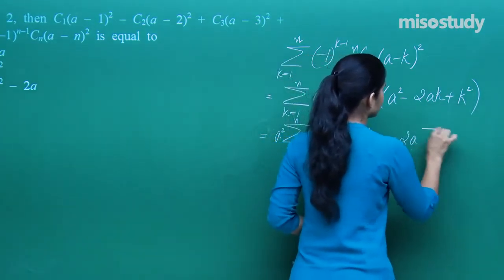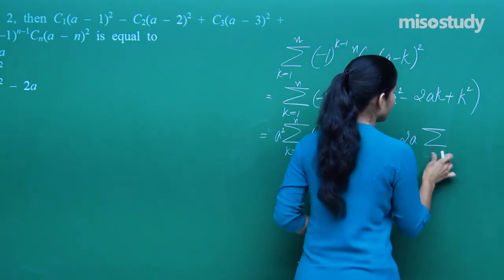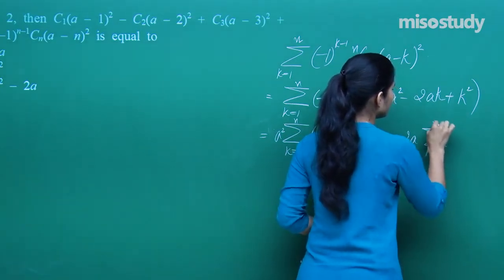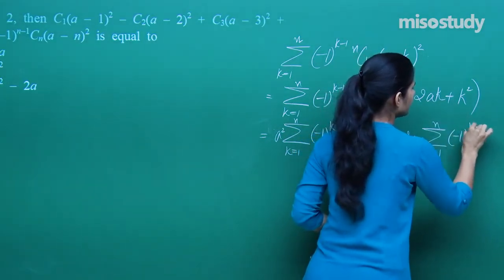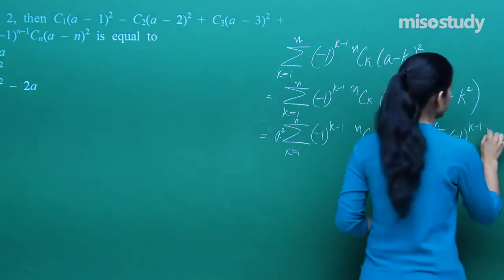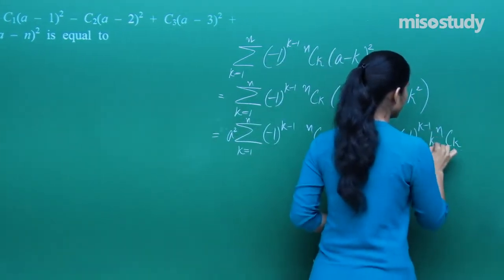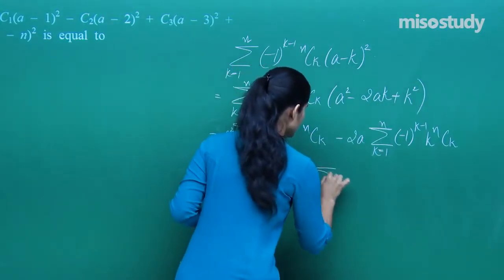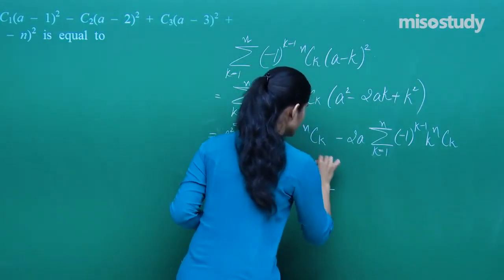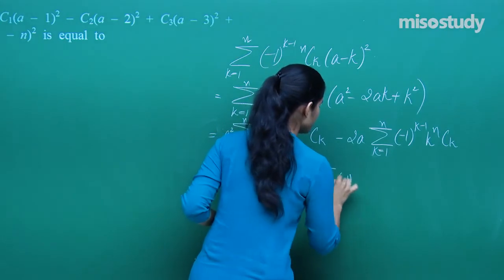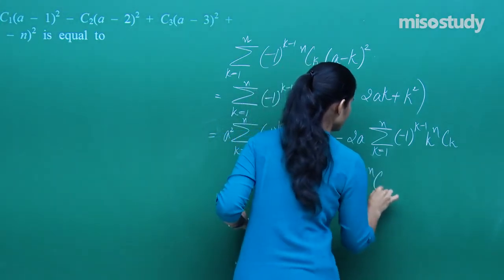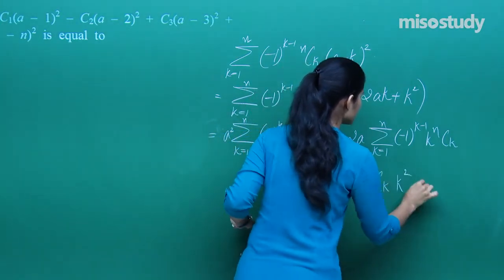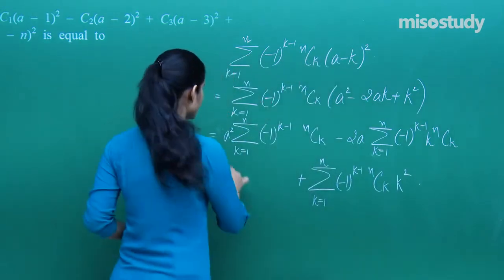minus 2a, again k going from 1 to n minus 1 to the power k minus 1 nCk into k, this k, plus summation k running from 1 to n minus 1 to the power k minus 1 nCk into k square. Now one by one let's try to understand.